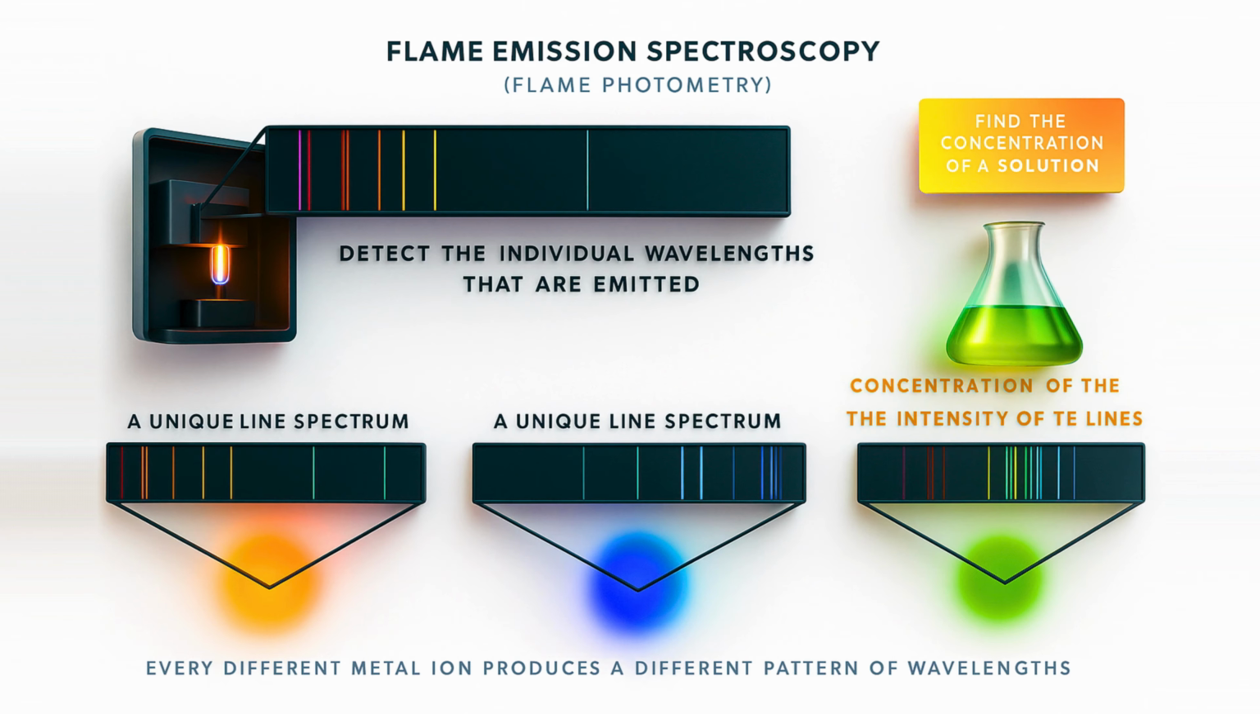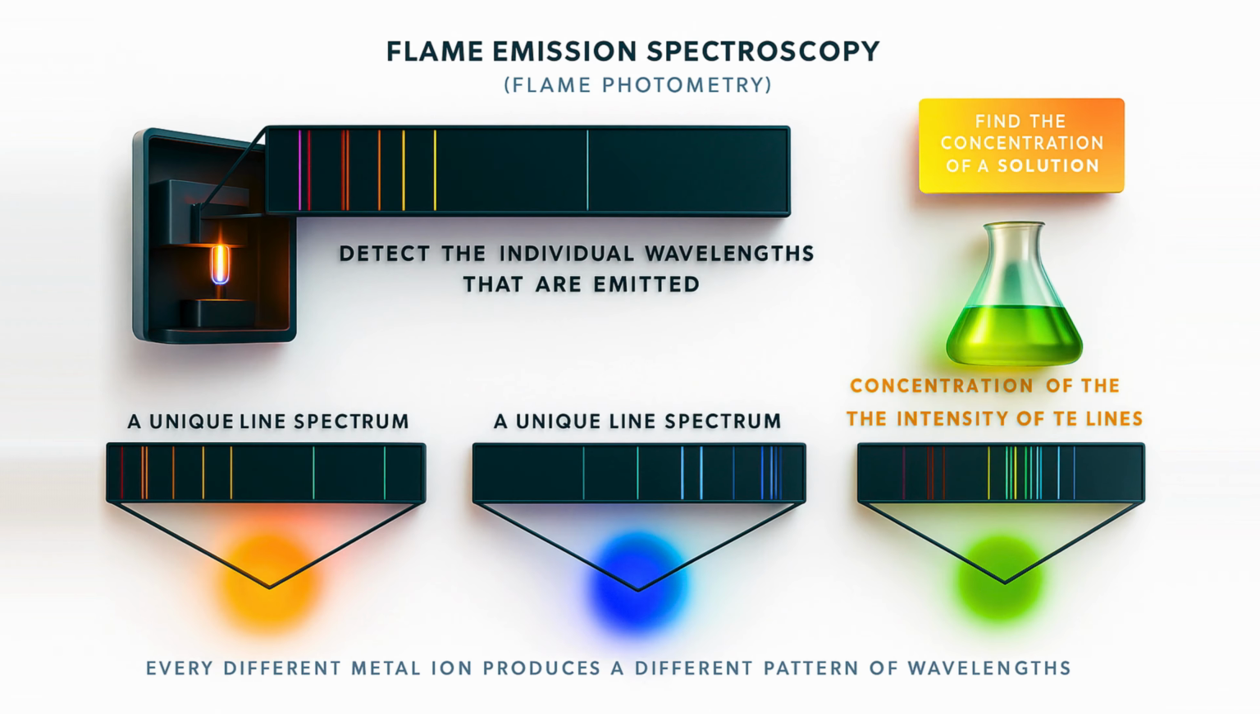Furthermore, one of the advantages of using spectroscopy rather than just observing colors is that the intensity or brightness of the lines on the spectrum provides information about the concentration of the ions in the sample. So flame emission spectroscopy can be used not just to identify which ions are present, but also to determine how much of each ion is there. This makes it a very useful tool in both scientific research and industrial applications.